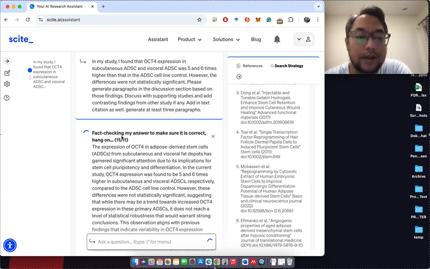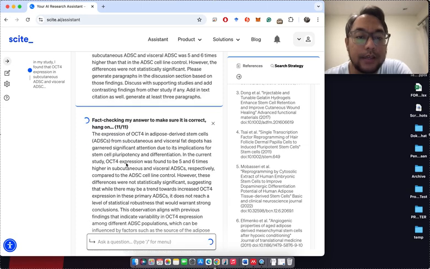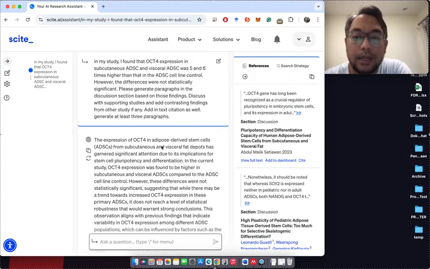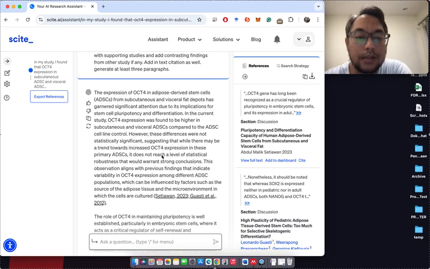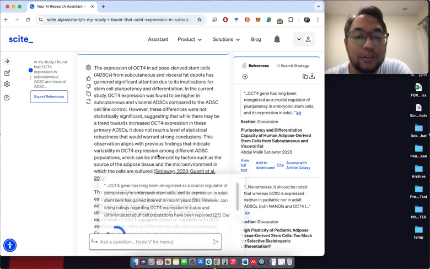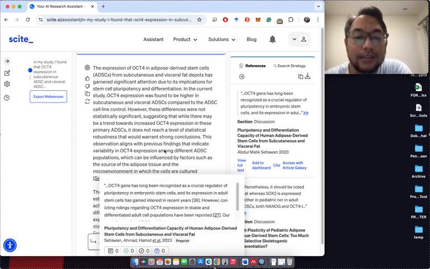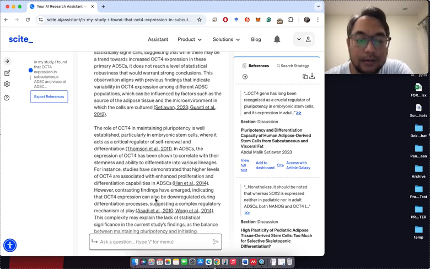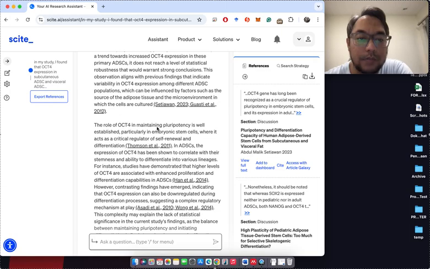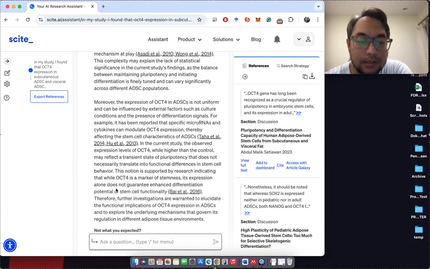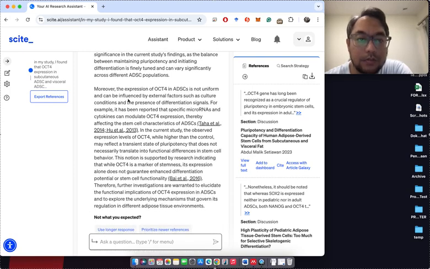But then it did the fact checking. It checked the facts regarding the answer that it produced, and now voila. This is the first paragraph, and it even cites my study, which is a preprint. This is not a published study, so I have to remove this later. And then these are other studies, on the role of optimal for maintaining body positioning. And this is the contrasting study. It says the expression is not uniform and can be influenced.